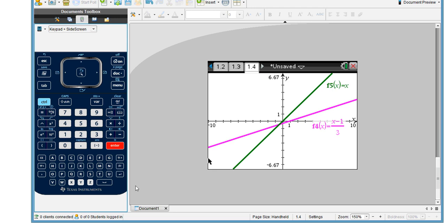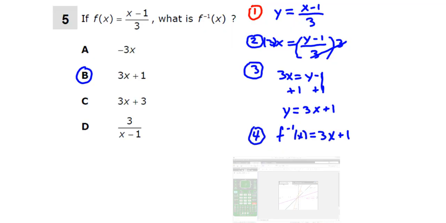And so what did we say our answer was? Was it 3x plus 1? I think it was. So we press tab, 3x plus 1. And we can see in orange here that the orange one and the lavender are reflections about this green line y equals x. So further confirmation of B being our correct answer.